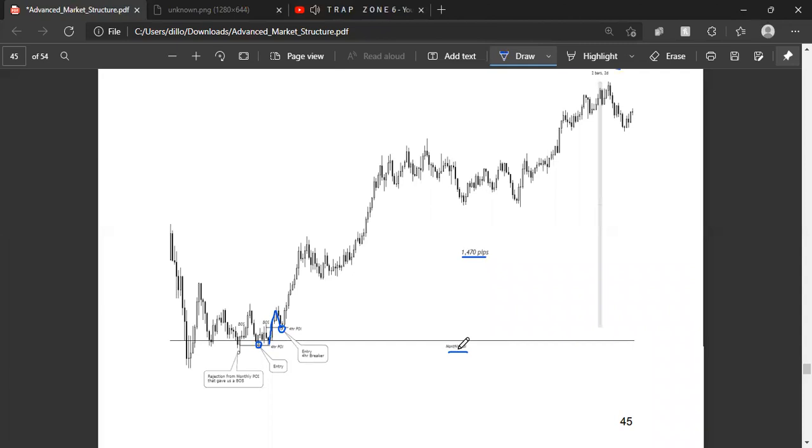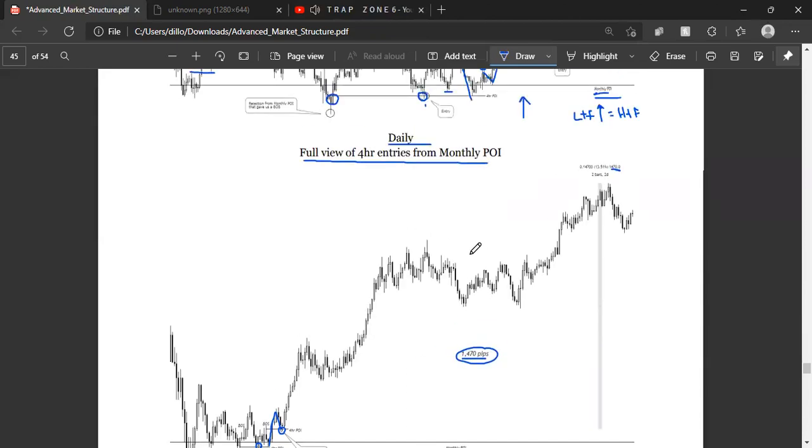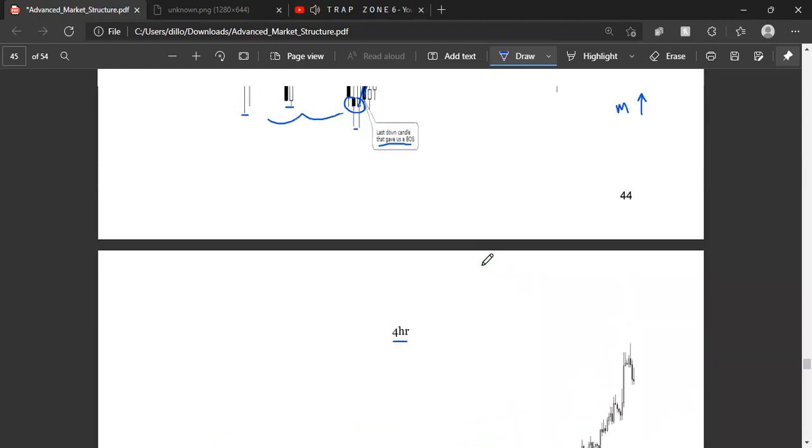And I think personally, when you're waiting for monthly and weekly points of interest to give a break of structure on the lower time frames, that's where you can catch these huge, long position swing trades, honestly, because these are going to be your big moves. So yeah, that was a very good example on Euro USD.